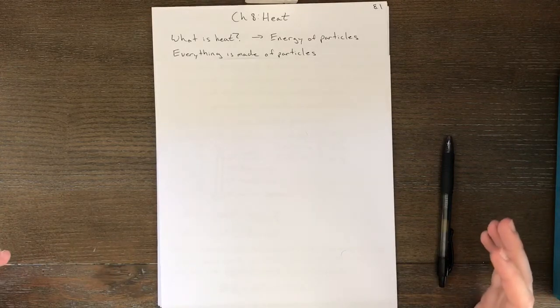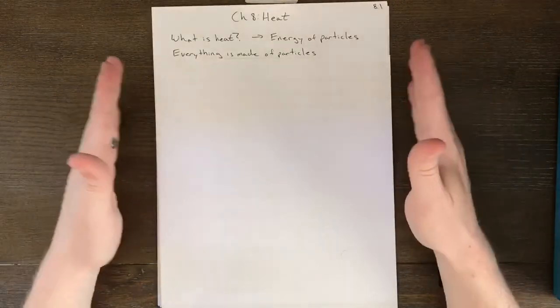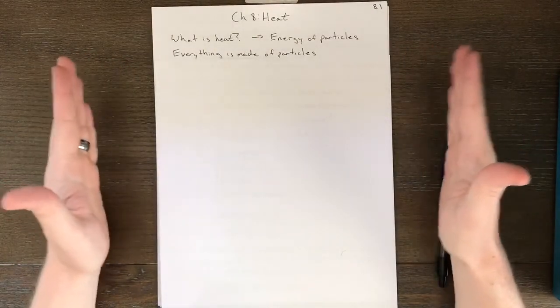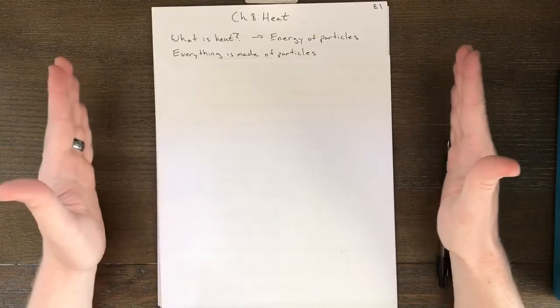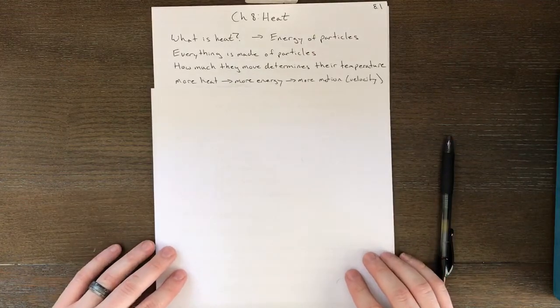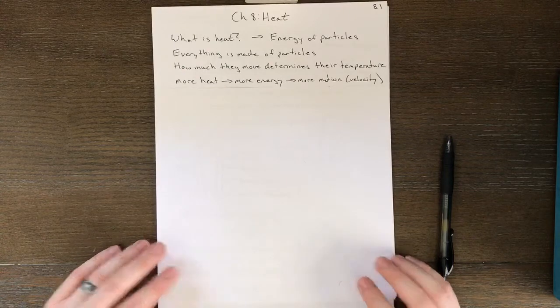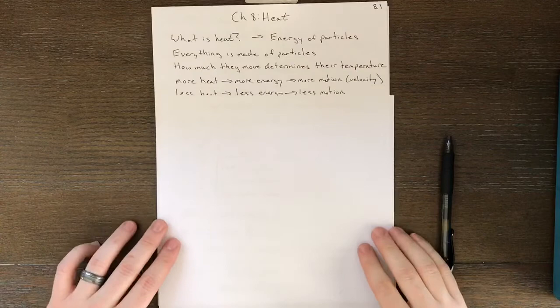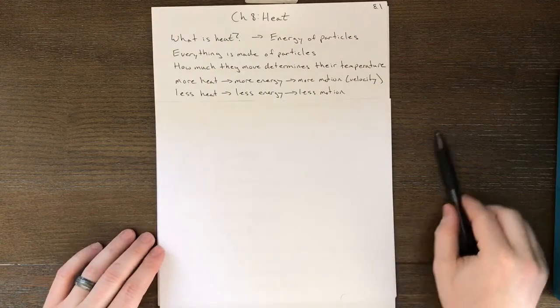Solids are comprised of particles, and if they're hot, those particles, even though they're stuck in place, jiggle around a little bit more. When they're cold, they jiggle around a little bit less. And we see this physically in the way that solid objects expand and contract.